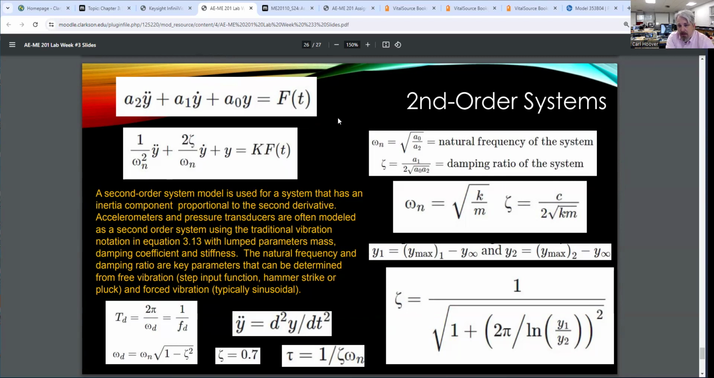We can look at this as an impulse response and also as if the input is periodic or any other waveform. During this experiment, we're going to pluck a beam, so it's effectively an impulse response, measure the free vibration, and use characteristics from that to fit these parameters, using these equations here: natural frequency, damping ratio, and time constant tau.